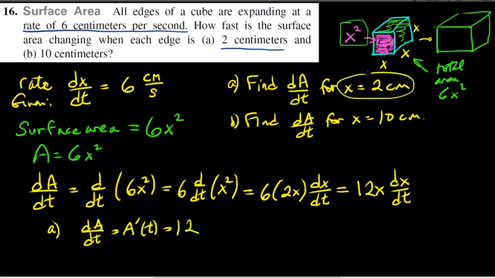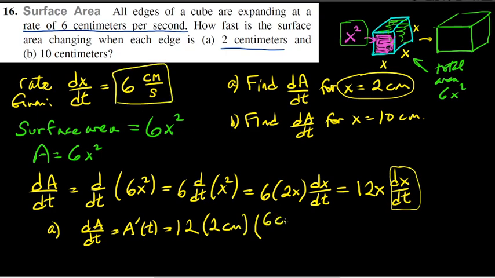In part A, x is 2, so 2 centimeters. And then what's the derivative of x with respect to t? That was given, that was 6 centimeters per second. So 6 centimeters per second, and so now we get 12 times 2 times 6. That's 12 times 12, so I think we get 144.